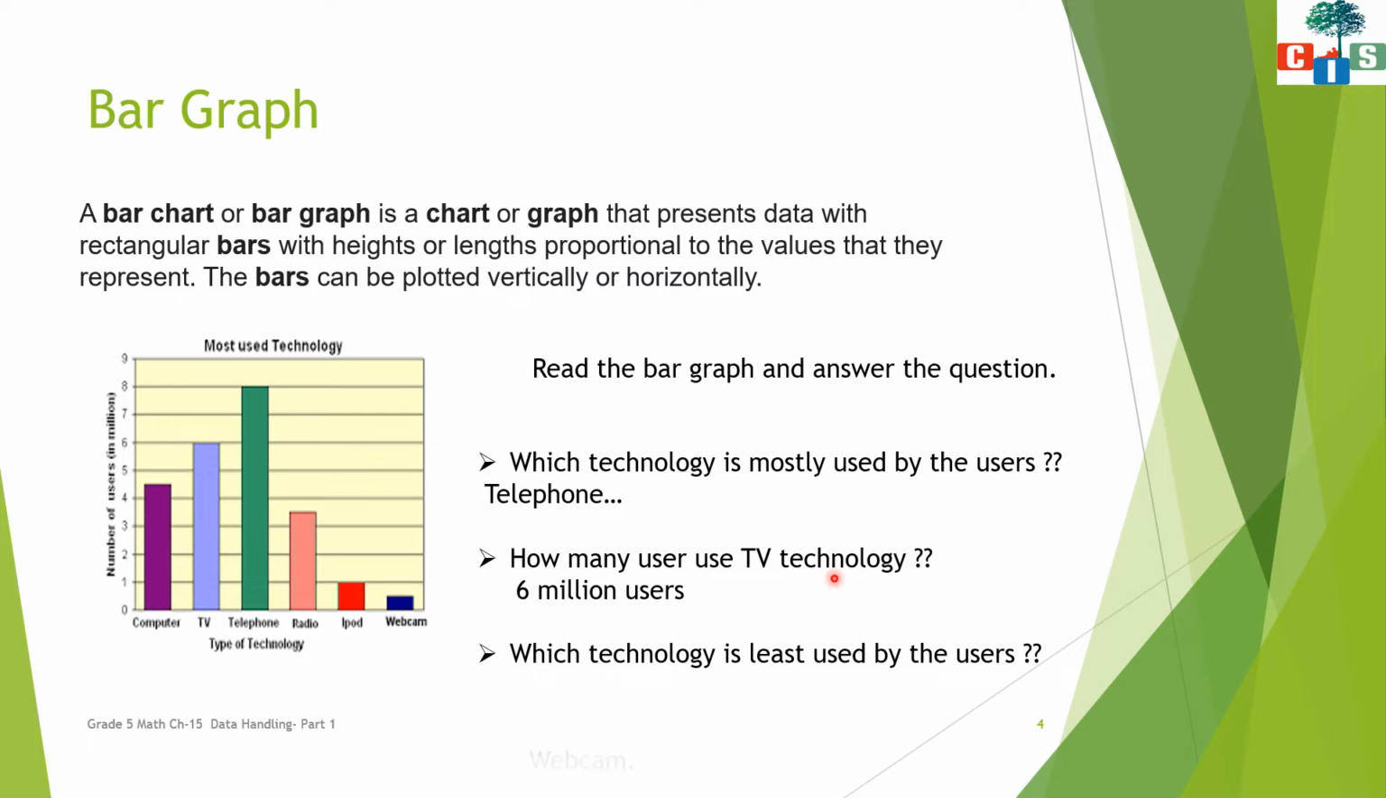Now one more question. Which technology is least used by the users? Now we have to find the smallest rectangular bar for the least users. So which is the smallest rectangular bar? Here we have webcam. So webcam is the least used by the users. Okay scholars, now we will see about circle graph.